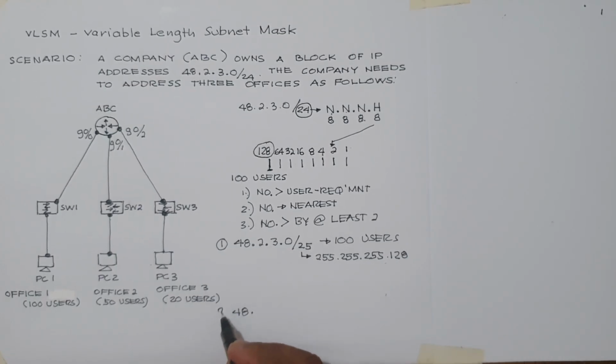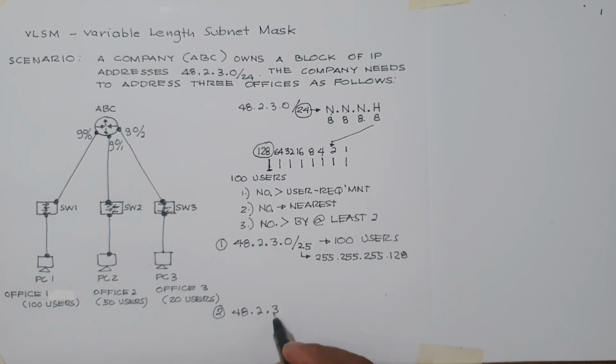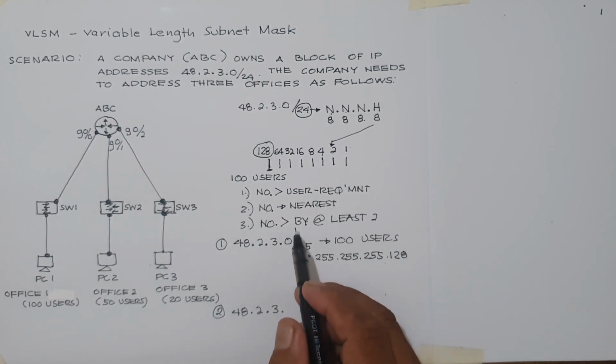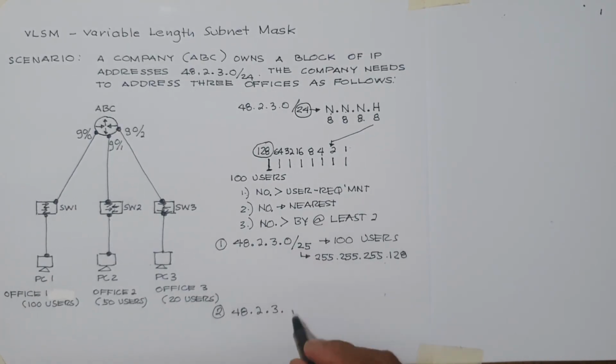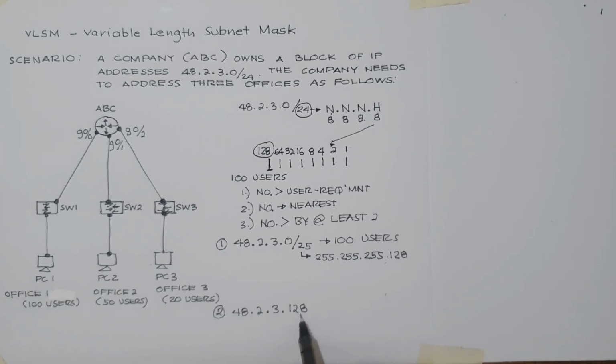This will be the next subnet, 48.2.3.128, and we are going to add this number to the host part. So 0 plus 128, that will be 128. Okay, this now we are going to use to support the 50 users.